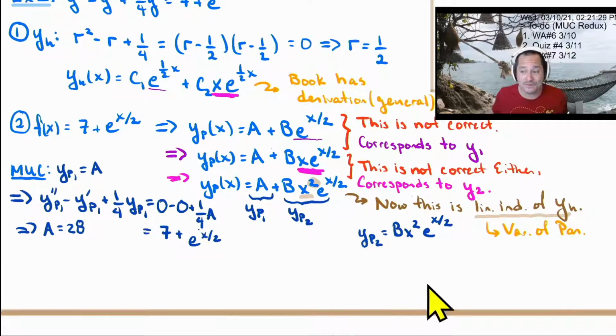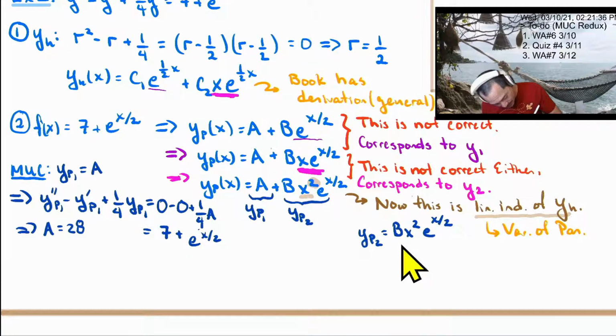I'm going to have derivatives to take, and a lot of product rules are about to come up. So I'm going to give myself some vertical space and make a stack here. With that stack, I have y sub p2 prime. But what is that? That's b times, take the derivative of x squared to get 2x times e to the x over 2, and then leave the x squared alone and take the derivative of the e to get x squared over 2 times e to the x over 2.